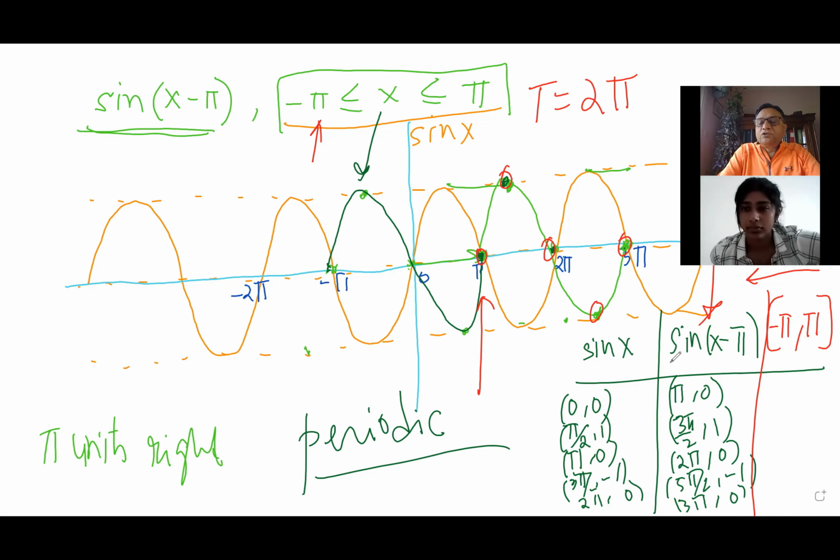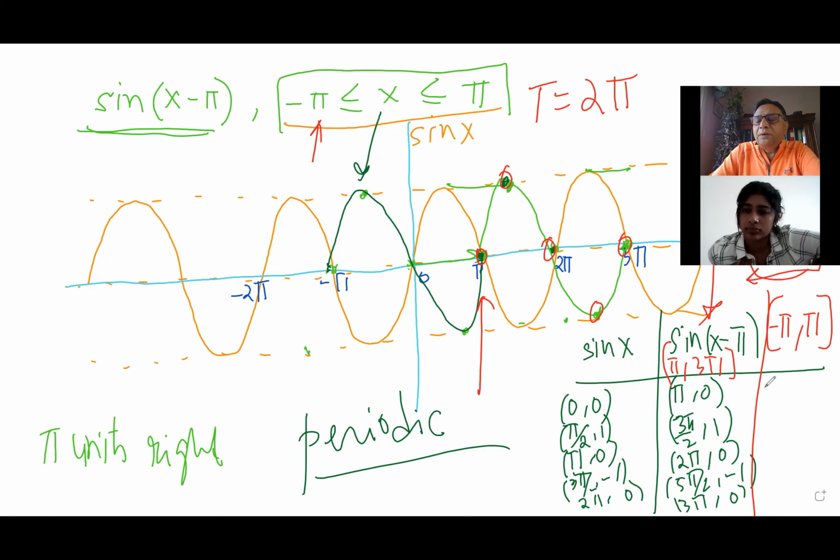I am in the domain from pi. This domain is from pi to 3 pi. Is that clear to you? So if I have to change from pi to minus pi, I have to do what? I have to do minus 2 pi, correct? It is a periodic function. 2 pi is the period, no problems. I just shift it. I'll do minus 2 pi to everything, right?